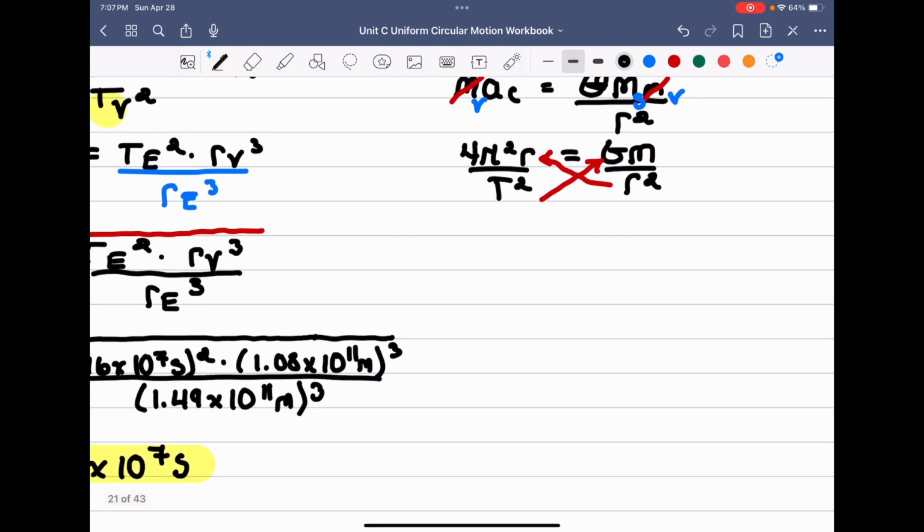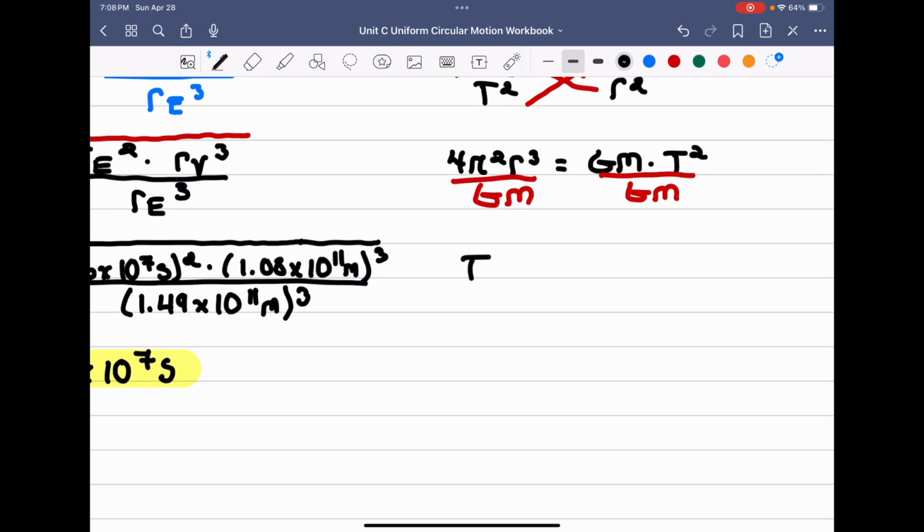This is going to give me the following. We have 4 pi squared multiplied by radius cubed, which is equal to GM multiplied by T squared. I'm going to divide both sides by GM, or the gravitational constant times the mass of the sun. And therefore, when I look at this, I'm going to get T is equal to the square root. And now we've got to square root all of this stuff: 4 pi squared radius cubed divided by GM.